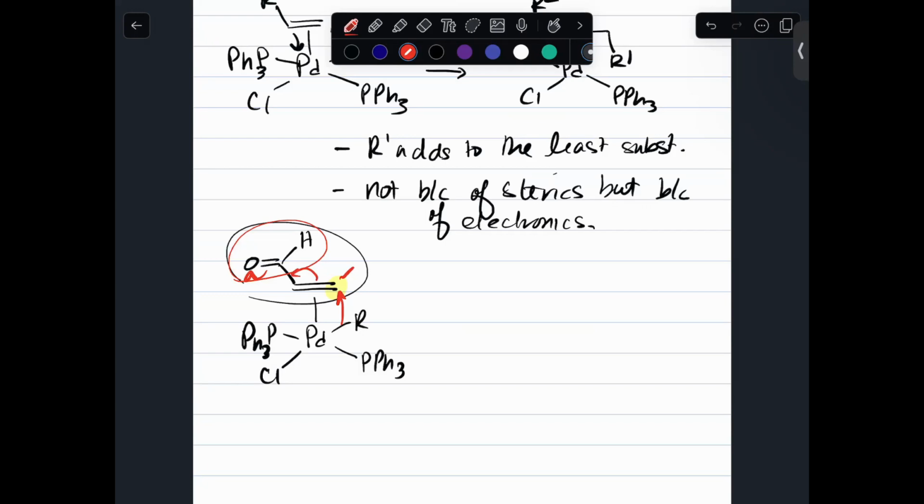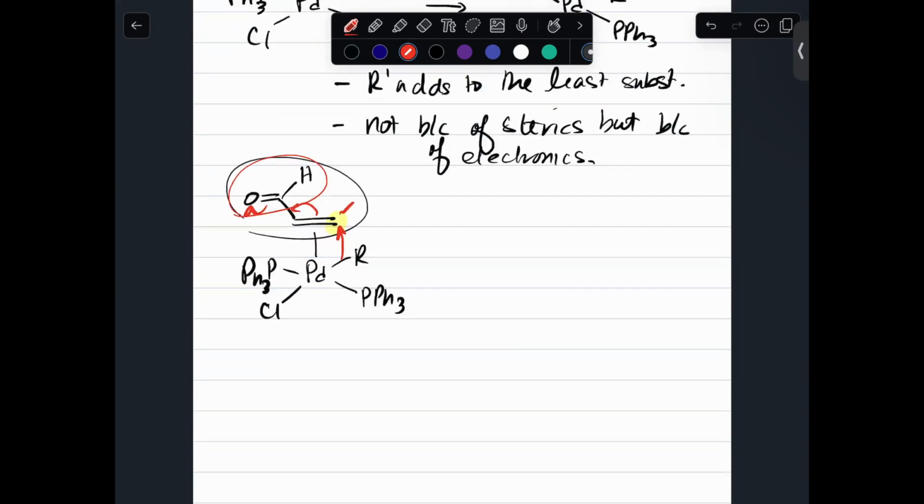You've seen this before. This is known as 1,4 conjugate addition. You saw it in 124 at the end of the semester. So this is a 1,4 addition over a 1,2 addition. Okay? So when it's an electron withdrawing group, it wants to add to the least substituted carbon, not because of sterics, but because of electronics.